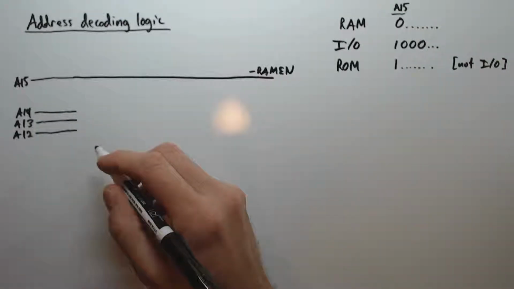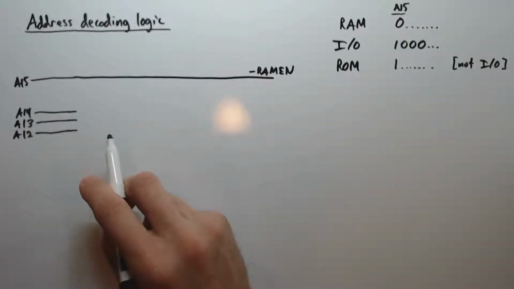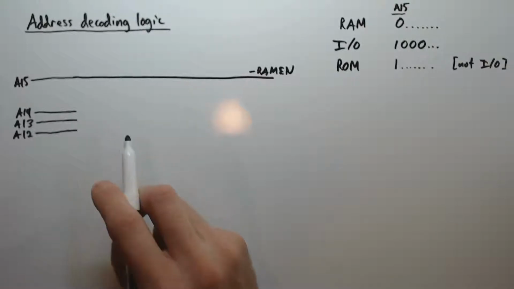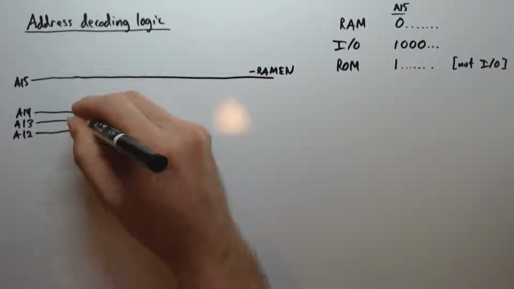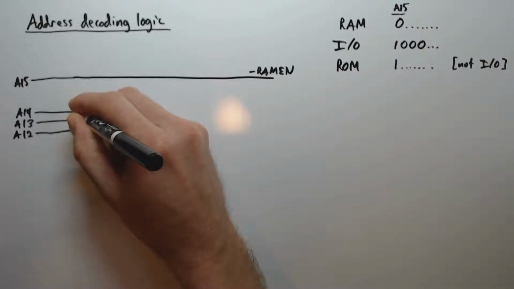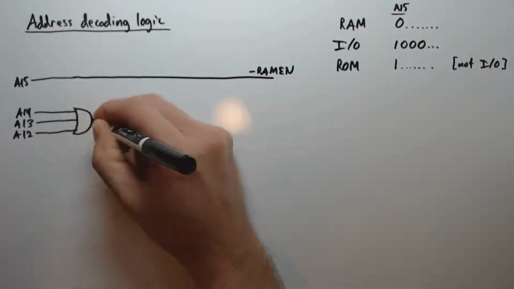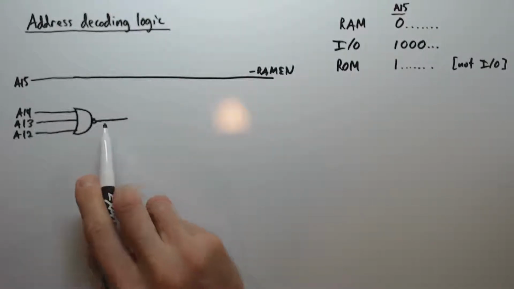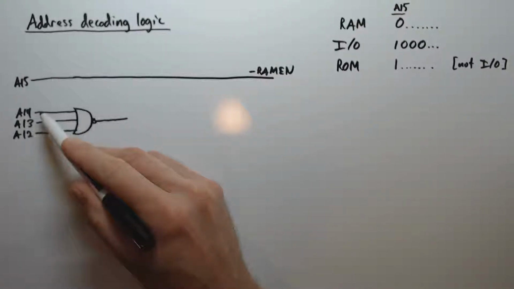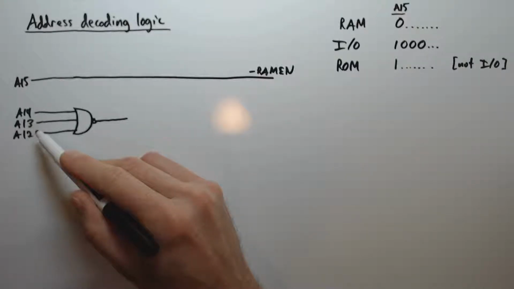And the standard 74 series logic does not have a 3-input OR gate, but it does have the 7427 3-input NOR gate. So what we're going to do is put a 3-input NOR gate on here, and that means that this output is going to go high when A14, A13, and A12 are all low.